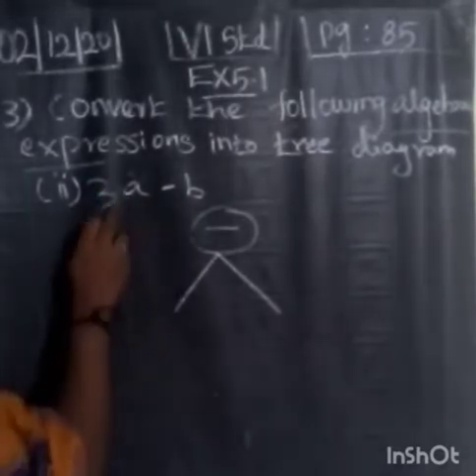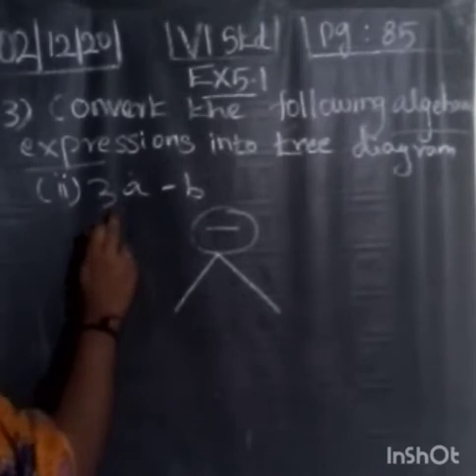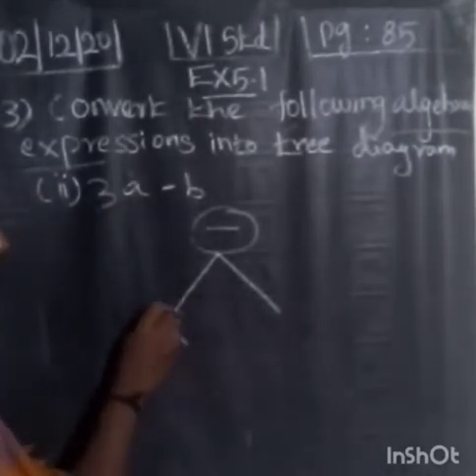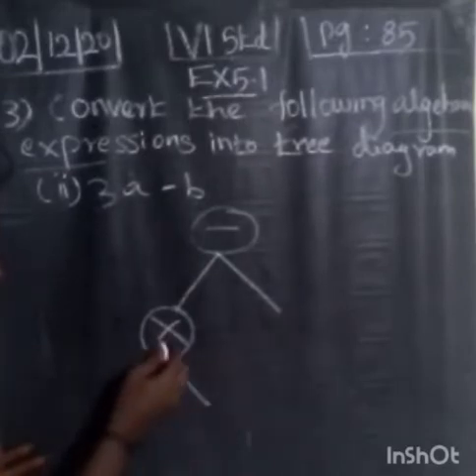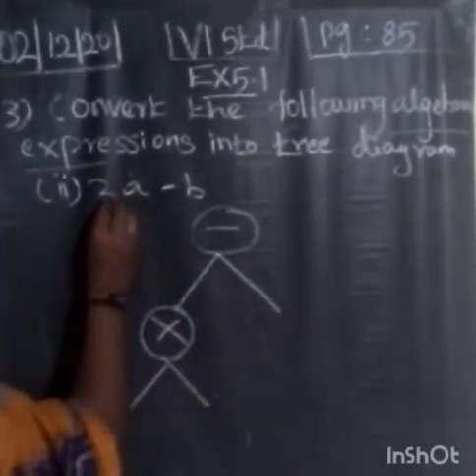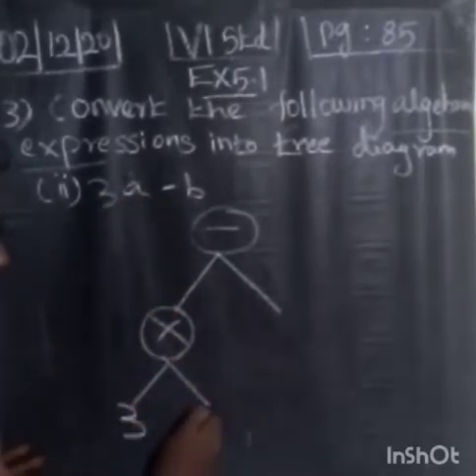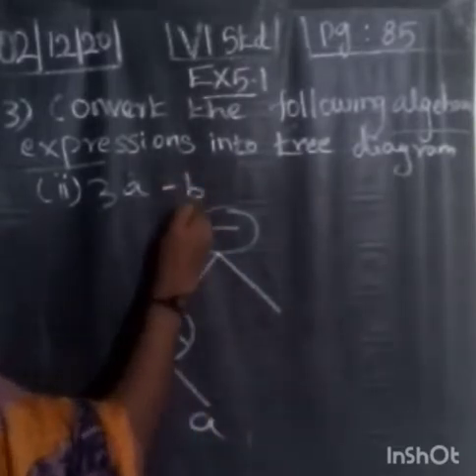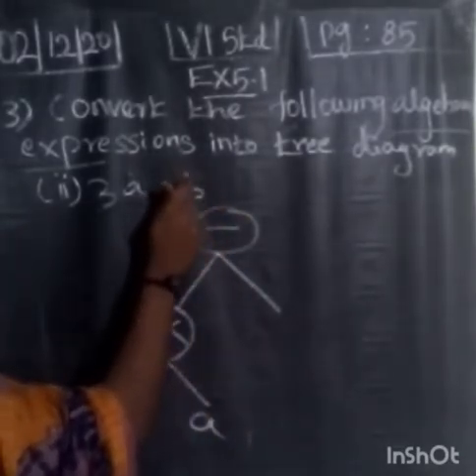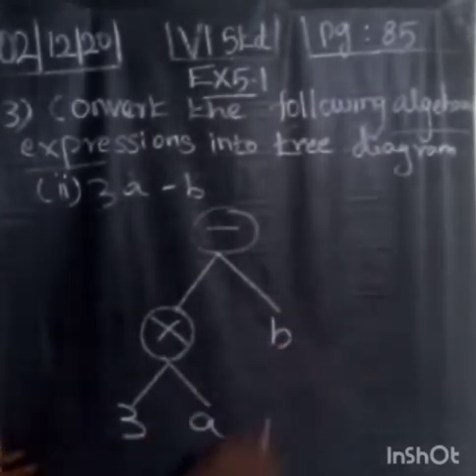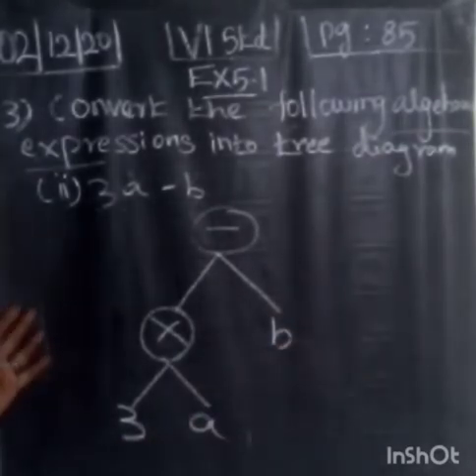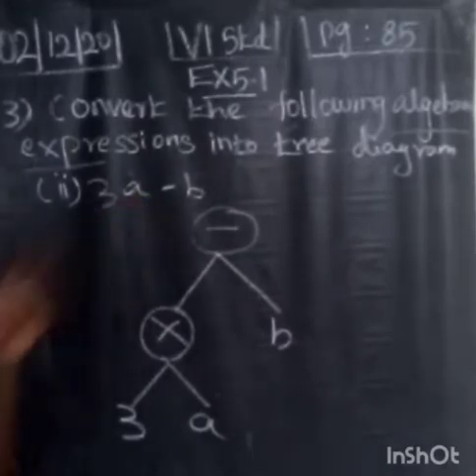So here the other operation is multiplication. Multiplication splits into two branches, 3 and a. For b there are no operations, so write b here. This is the tree diagram for 3a minus b.